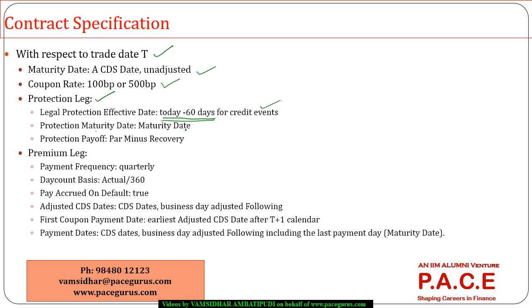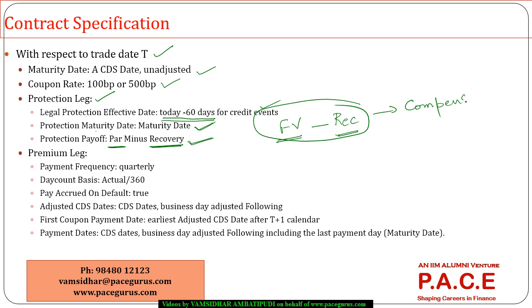Whereas protection wise, when we talk about the maturity, the protection is applicable until the maturity date, which has to be specified. And whatever amount would be paid would typically be the par value minus the recovery. So there will be a recovery rate. Out of whatever face value needs to be paid, whatever is recoverable would be subtracted and the remaining would be treated as loss, and that much would be compensated by the protection seller to the protection buyer.